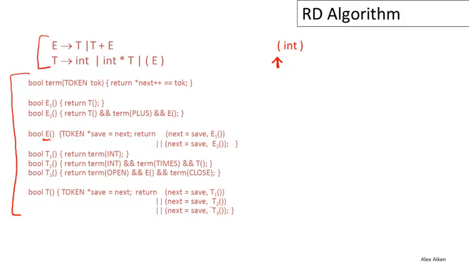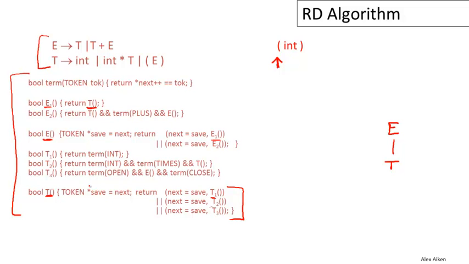So we begin by invoking the start symbol. So we're going to be trying to derive something from E. And the first thing we'll do is try the first production. So we'll try E1. And what does E1 do? E1 is going to try T. It's going to try and derive something from T. So our possible parse tree looks like this. And so we invoke T. And what is T going to do? It's going to try all three productions for T in order.